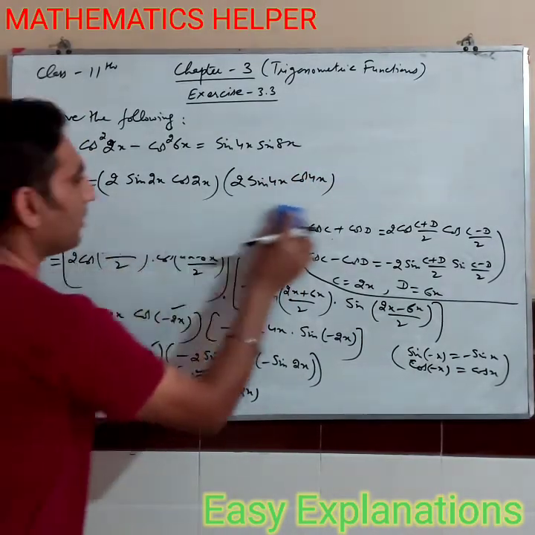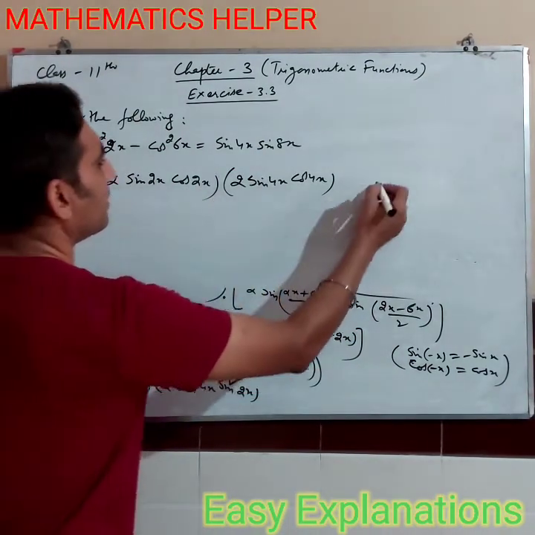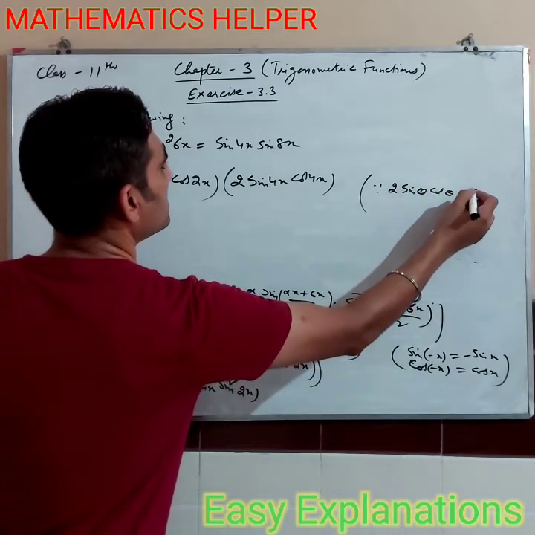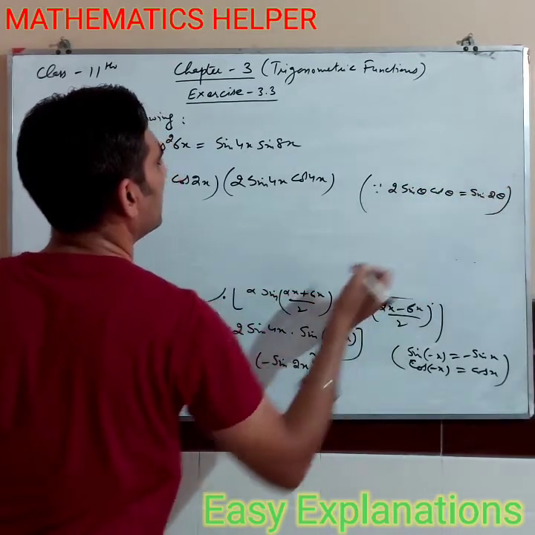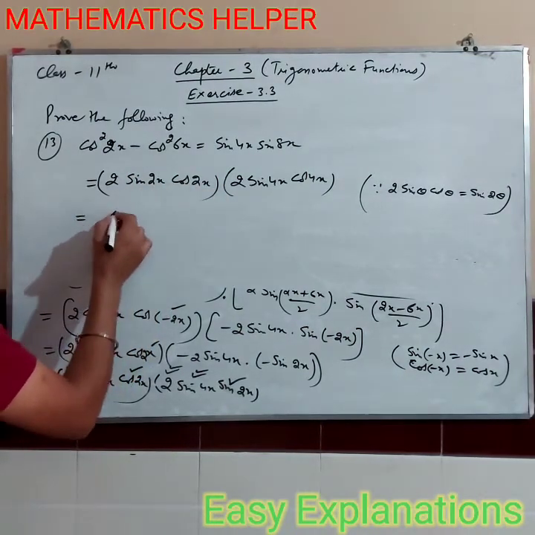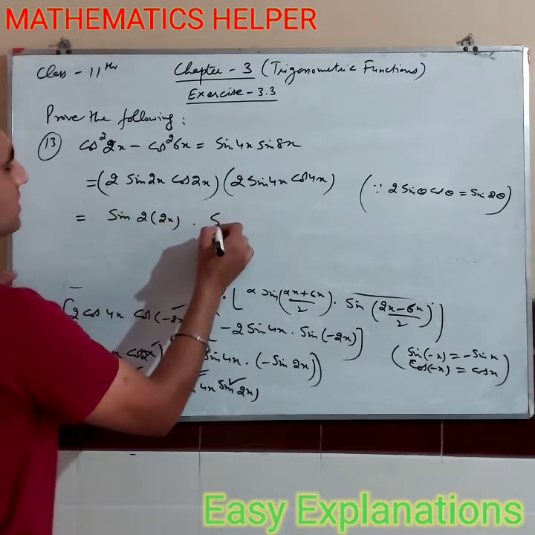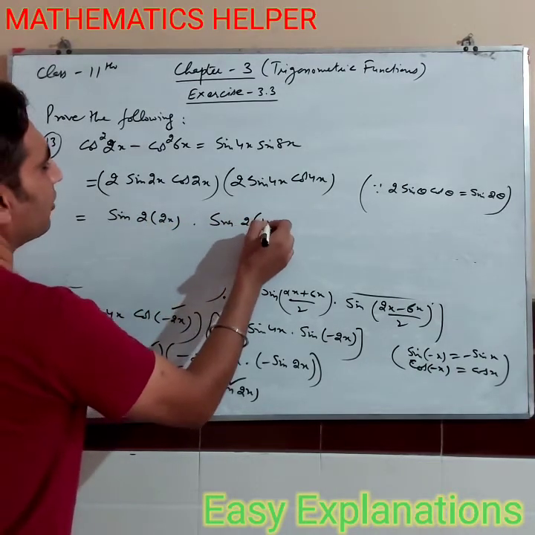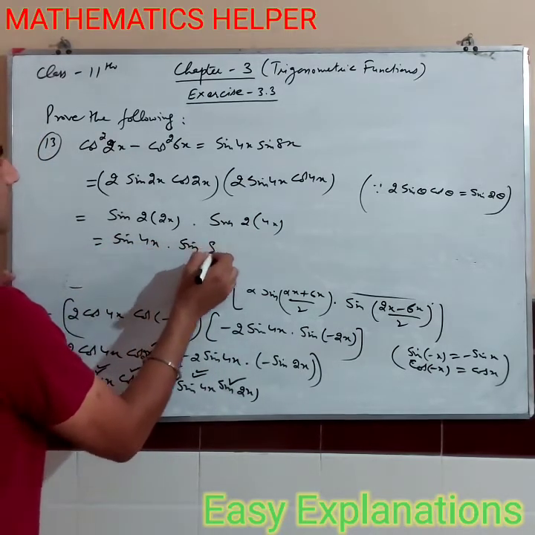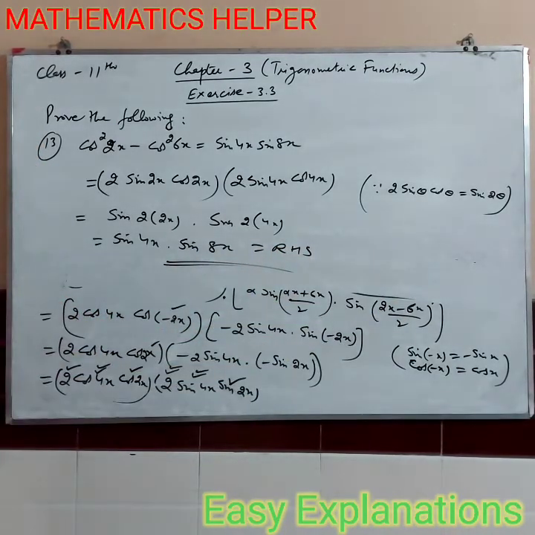Now try to think of a formula which is suitable for this. That is 2 sine theta cos theta. What is 2 sine theta cos theta? It is sine 2 theta, meaning double of that angle which is given here. In place of theta we have 2x. So it is sine double of this 2x into sine double of 4x. So you will have sine 4x into sine 8x, as given in the right hand side of the equality. So this was question number 13.